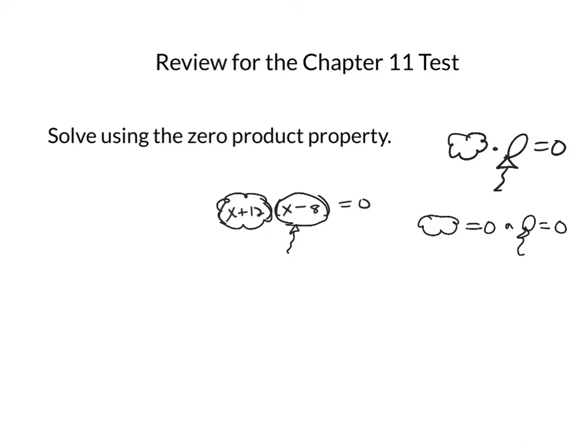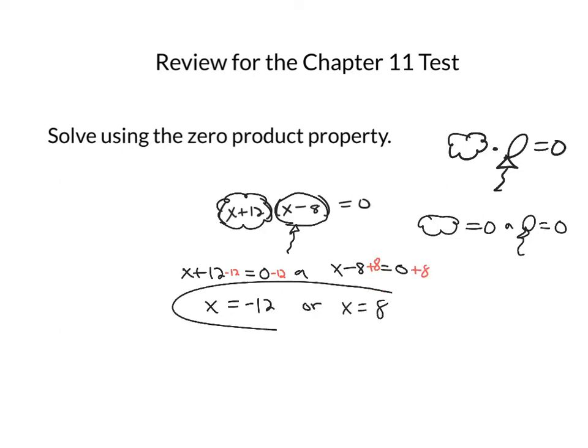So if I have a product equal to 0, either x plus 12 equals 0 or x minus 8 equals 0. So I get two equations that I can easily solve. I'm going to subtract 12 from both sides and get x equals negative 12. Or over here I'm going to add 8 to both sides and I'm going to get x equals 8. So there's my solution.